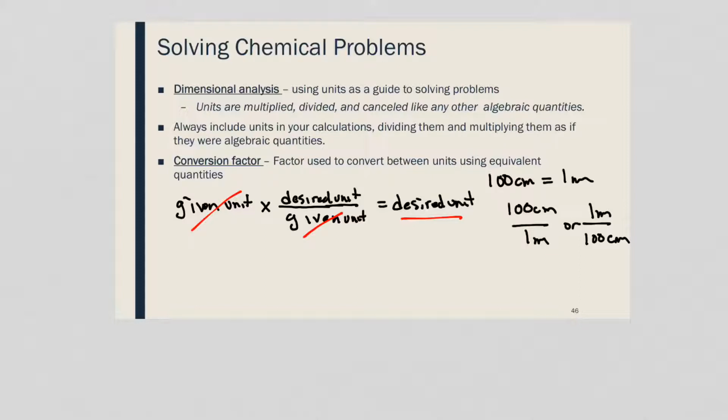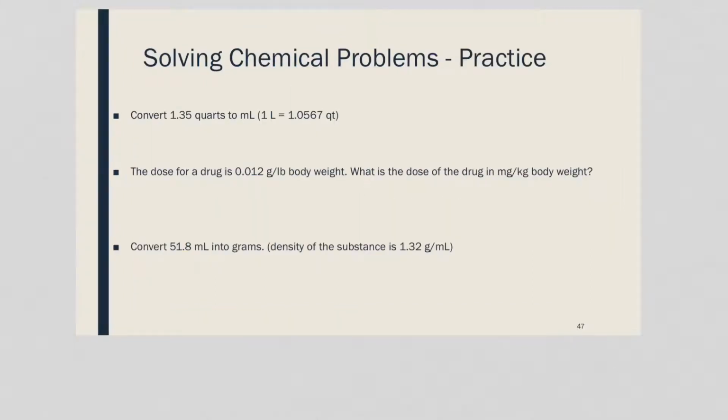So let's put this into play and do a little bit of dimensional analysis. So a lot of dimensional analysis is simple units conversions. Now, sometimes these are very targeted, sometimes they go in multiple steps, so you just have to understand where you need to go and what conversion factors you have available to you. So let's look at the first problem. So our given unit is quarts, and our desired unit is milliliters.